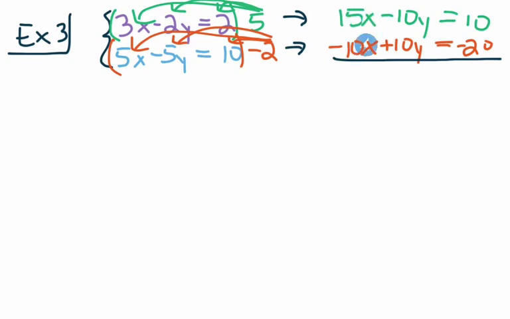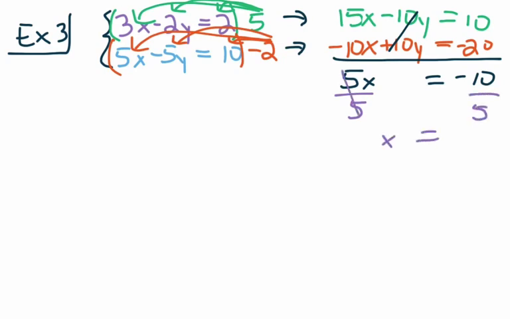15x minus 10x is going to give me 5x. Let's try that again, 5x. Negative 10y plus 10y, that will cancel. Bring down our equal sign, and then 10 minus 20 is going to give me negative 10. So now I'm going to go ahead and divide both sides by 5. The 5's cancel to give me x equals negative 2.